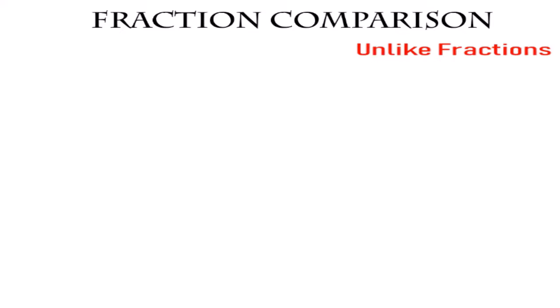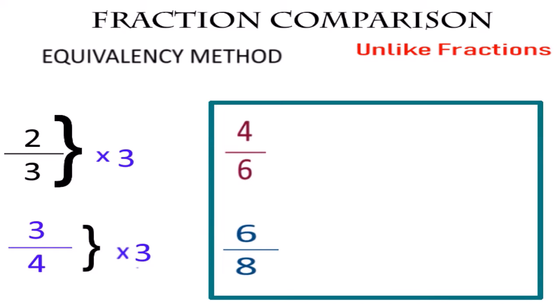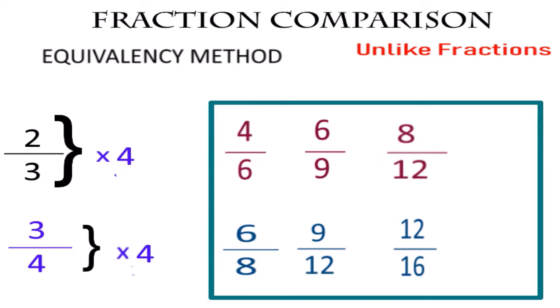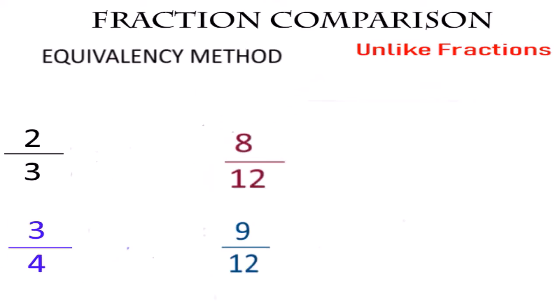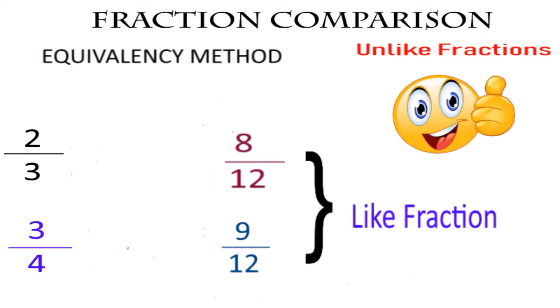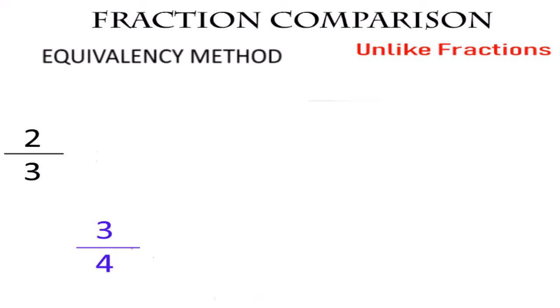Now we can learn how to compare fractions using the equivalency method. Take two fractions, 2 by 3 and 3 by 4. Write the equivalent fractions. Multiply by 2, 3, and 4. Choose the fractions having the common denominator. These are like fractions. We can use the rule of like fractions. The fraction with the greater numerator will be greater. That is 9 by 12. Since 9 by 12 is the equivalent fraction of 3 by 4, 3 by 4 is greater.